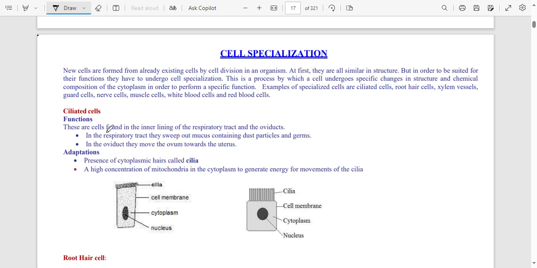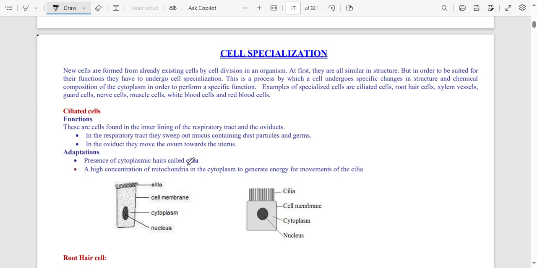That is one function. Also in ladies, in the oviduct or the fallopian tube, these ciliated cells are there to be able to push the egg or the ovum towards the uterus. So these are the two functions of ciliated cells. And then why are they adapted for that function? Why can they perform that function? That is what we call adaptation.